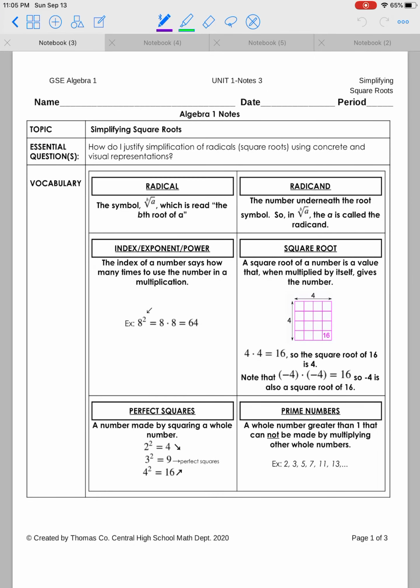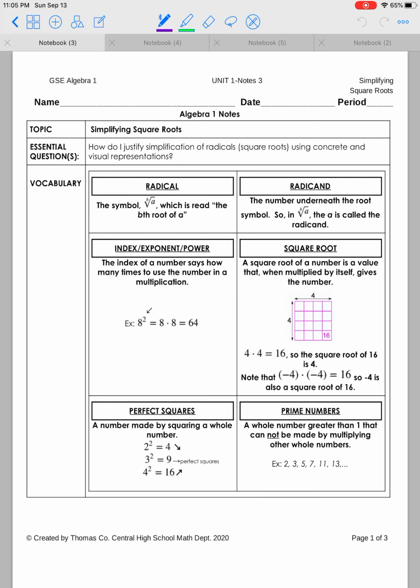In this lesson, we're going to be looking at how to simplify radicals and square roots. So first we need to look at some vocabulary. The first thing we need to talk about is what is a radical. Our square root sign here, that kind of looks like a division sign, is our radical.